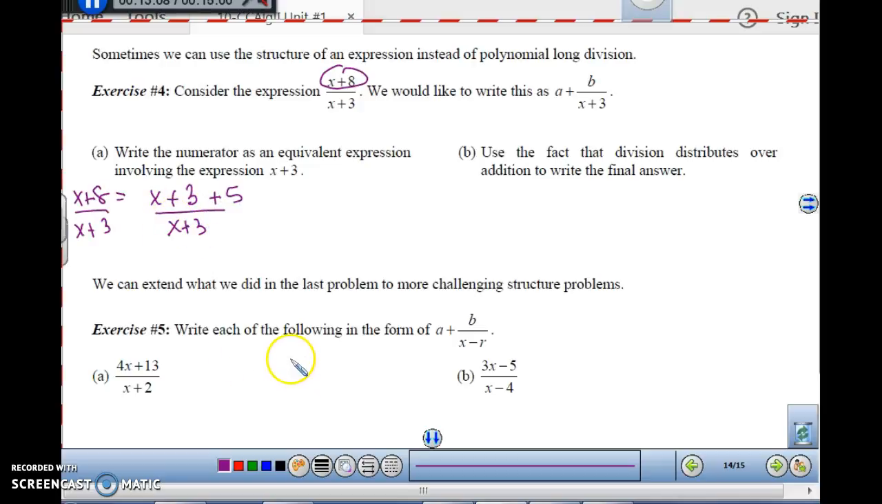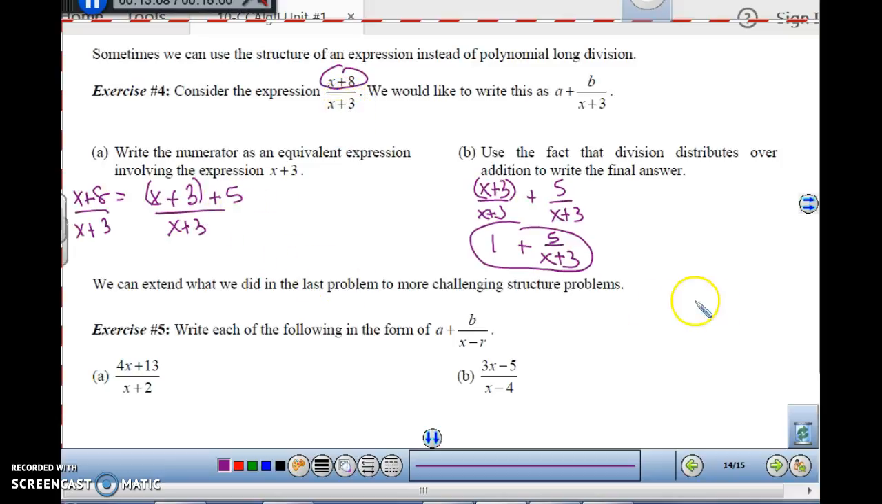So, if this is x plus 3 plus 5, use the fact that division distributes over addition to write the final answer. I could rewrite this. Remember, this is over both terms, x plus 3. I could write x plus 3 over x plus 3 plus 5 over x plus 3. What's x plus 3 over x plus 3? It's equal to 1. 1 plus 5 over x plus 3. All right, so if I wanted to write this, I just have to split this up, make this into a 1, and then put the remainder as well.